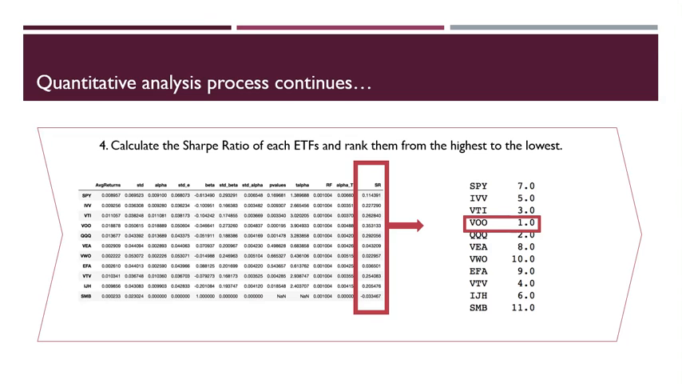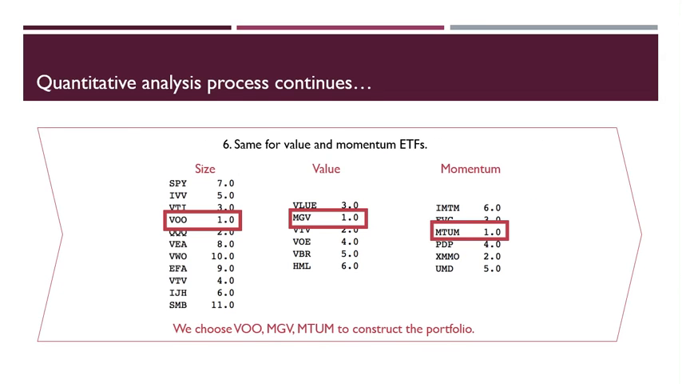Then we use the average return and standard deviation to calculate the Sharpe ratios for each ETF of different factors. We rank the ETFs based on the ranking of the Sharpe ratios from the highest to the lowest. As we selected the ETFs with the highest Sharpe ratios in each factor to construct a portfolio, eventually we chose VOO in size factor, MGV in value factor, and MTUM in momentum factor to construct our portfolio.